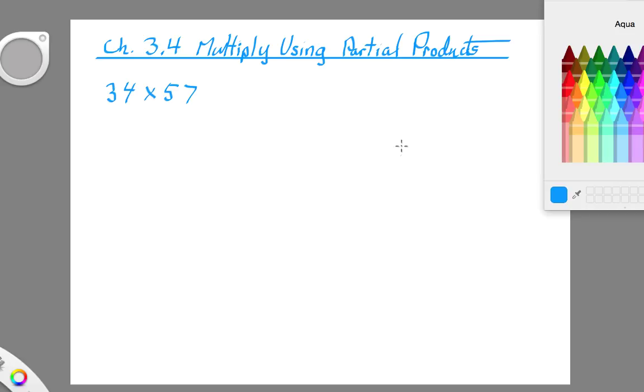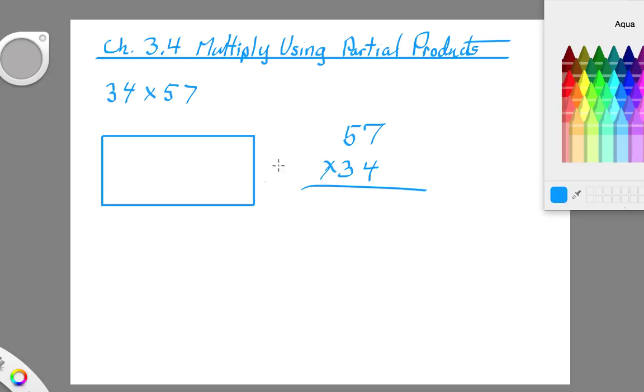And, excuse me, got a little frog in my throat today. They've got 57 times 34. I think they just decided they like to have the bigger number on top. 57 times 34. And then they make a little model, just a little tiny one, just to get them started.